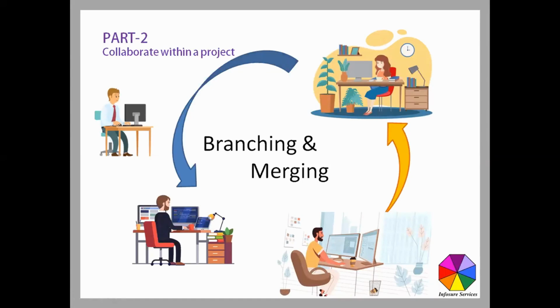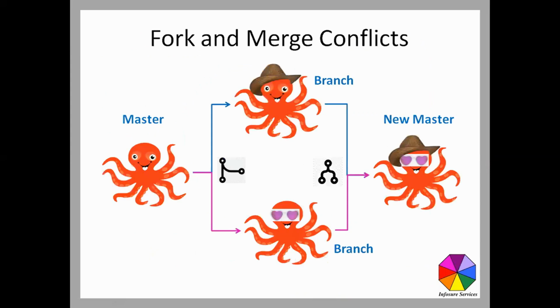Okay, so this is part 2. Now we look at fork and merge. So here is a visual example. We have a master. This symbol is for branching. So one branch of it is going with, in this case, the octopus here has got some sunglasses. I've just put it in visually to understand that they are building a feature.